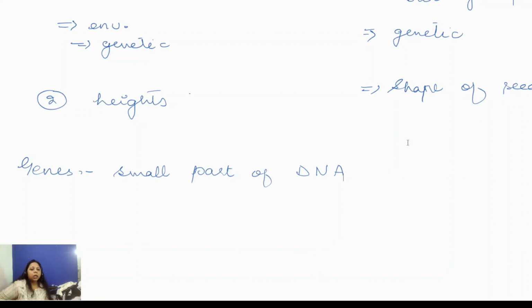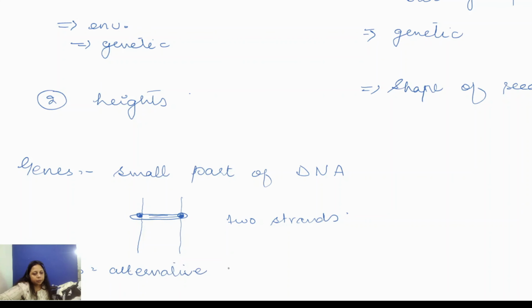Now, as you know, DNA is made up of two strands, right? So, if a gene is present on this strand, the similar gene would be present on the other strand. These are partners. So, we name them alleles, the alternative forms of a gene. Now, these alleles can be the same, or they can be different.